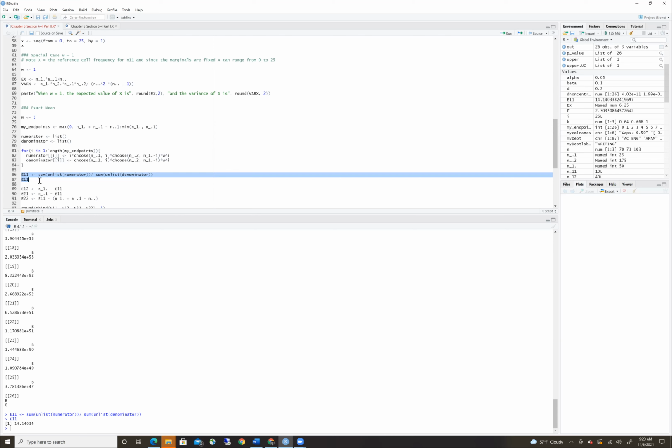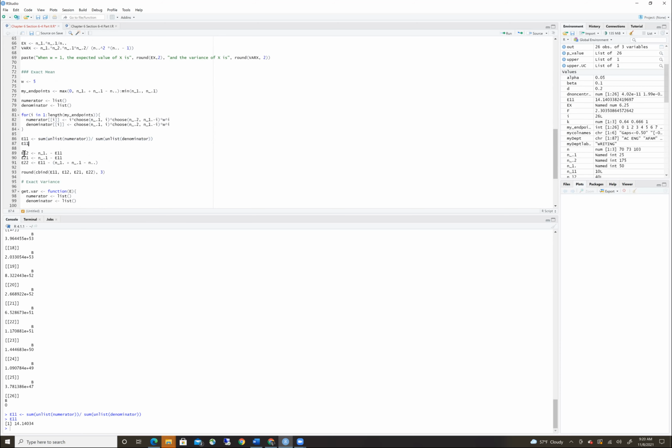All right, continuing on in equation 6.43, we can also get the expected value of each of the other cells, right? So we can get E12, E21, and E22. So using those formulas, E12 is just N1 dot minus E11, right? And then E21 is N dot 1 minus E11. And then if we think about E22, then we can also get that by doing E11 minus the sum of the marginals minus the overall sample size.